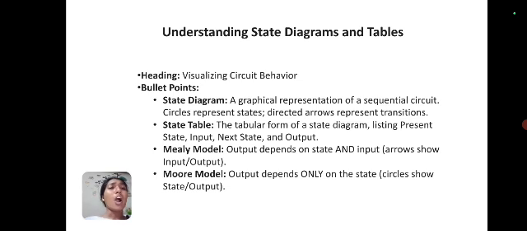Mealy model: output depends upon the state and input. Arrows show input and output. Moore model: output depends only on the state. Circles show state and output.